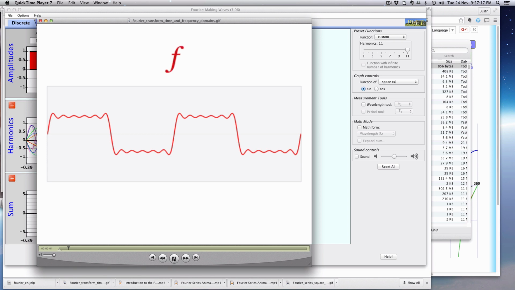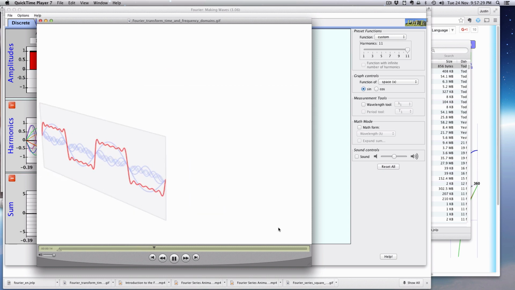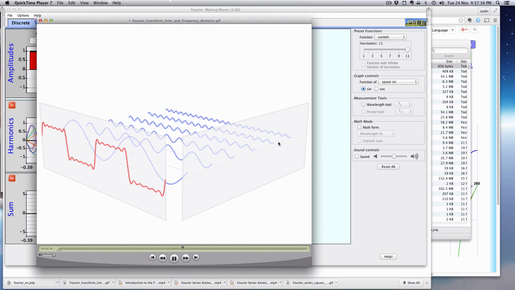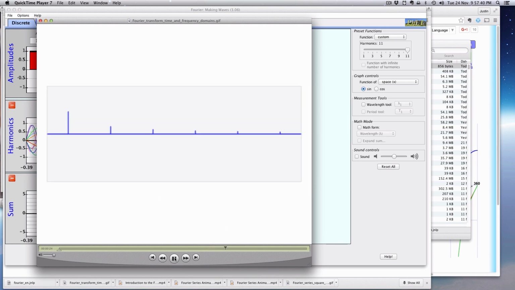And it can be broken down into individual sinusoidal parts. These are the individual sinusoids, all right? According to that formula, and then broken out into its constituent parts. Each of these, eventually we'll learn, is described by its amplitude, its frequency, and its phase.